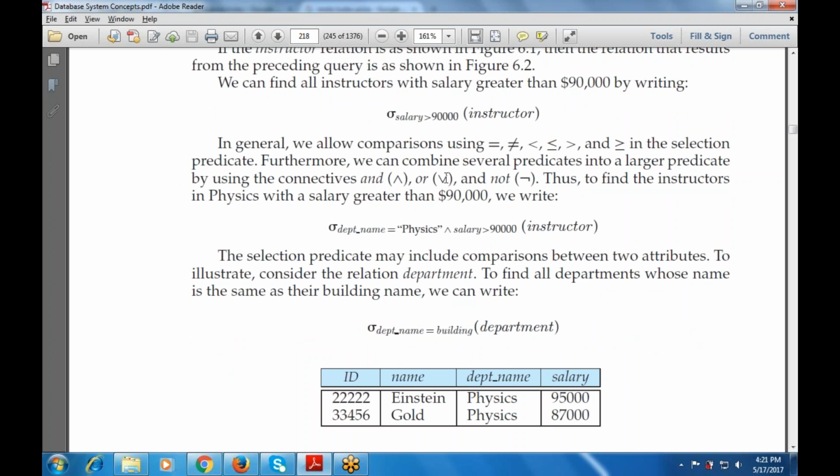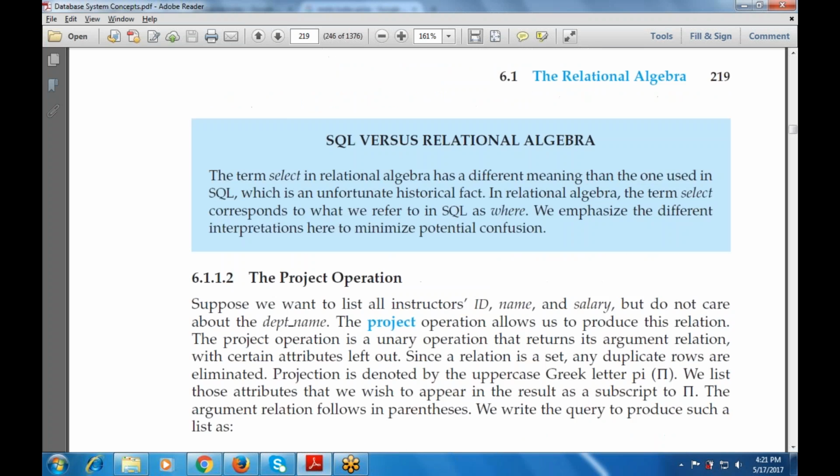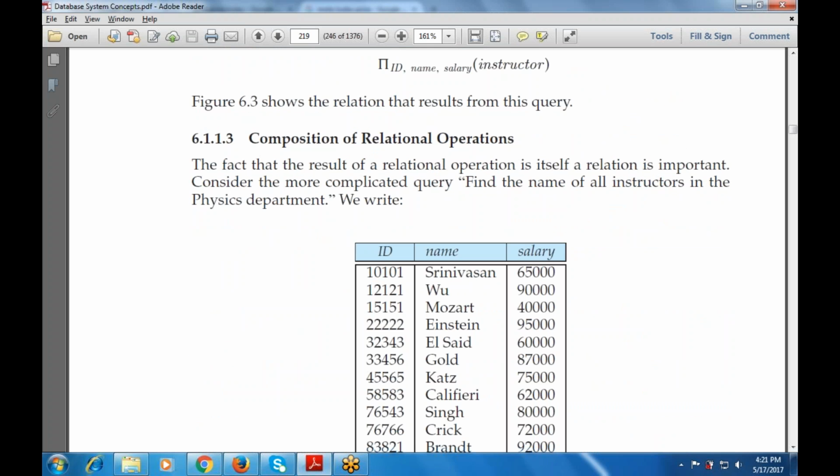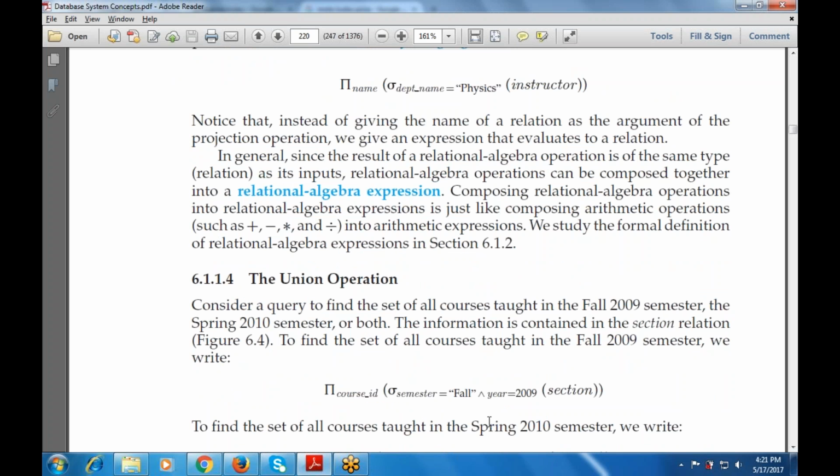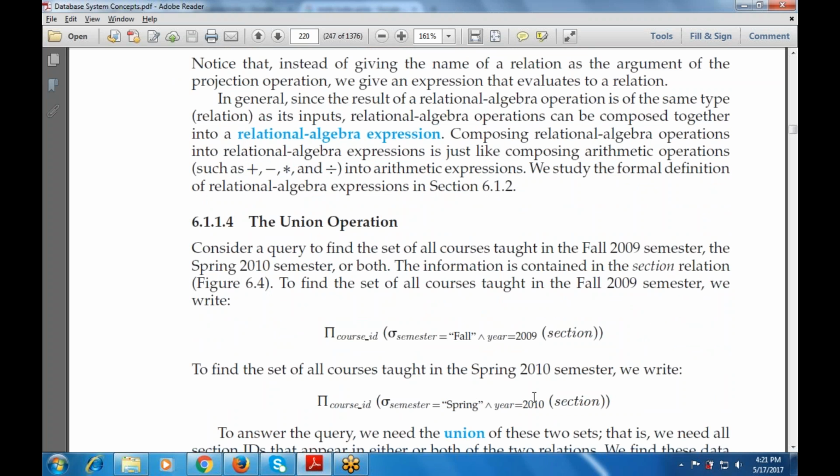This is and, or, not. V is or, reverse V is and. So semester is fall and the year is 2009. Both the conditions are satisfied. This is how we get all the courses taught in the fall 2009 semester.